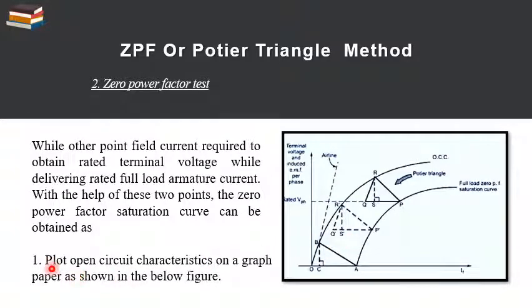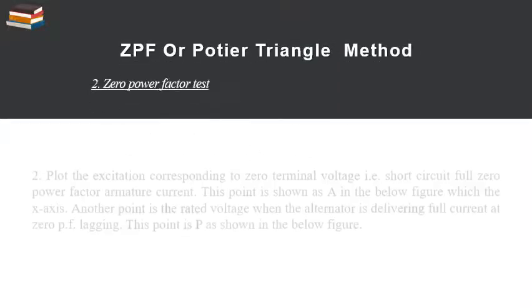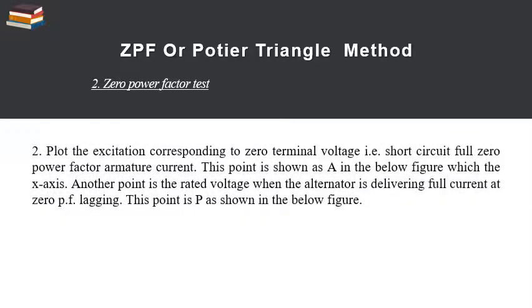Number 1, plot open circuit characteristics. How we draw these characteristics, let us see step by step. So plot open circuit characteristics on a graph paper as shown in the figure. Number 2, plot the excitation corresponding to zero terminal voltage, that is short circuit full load zero power factor armature current.